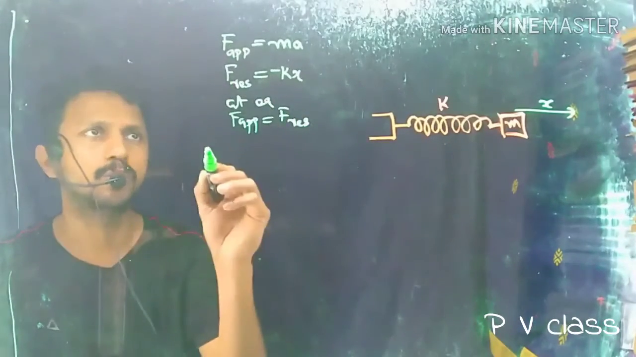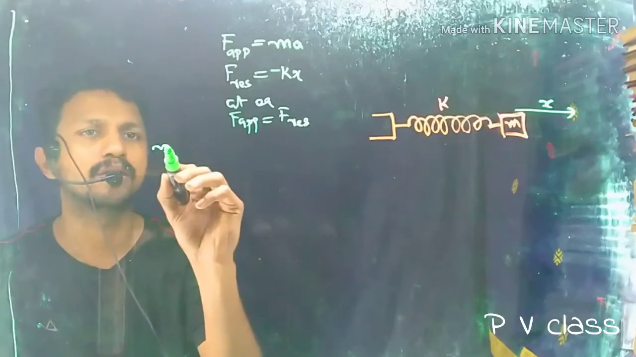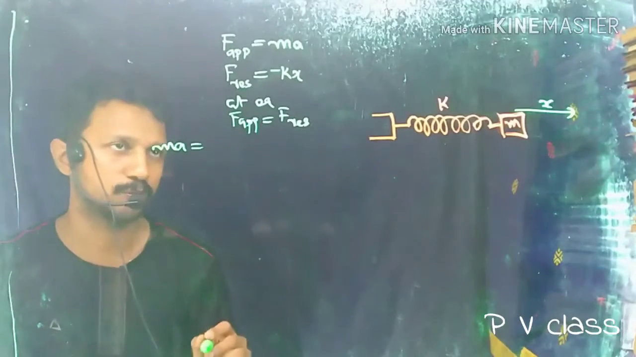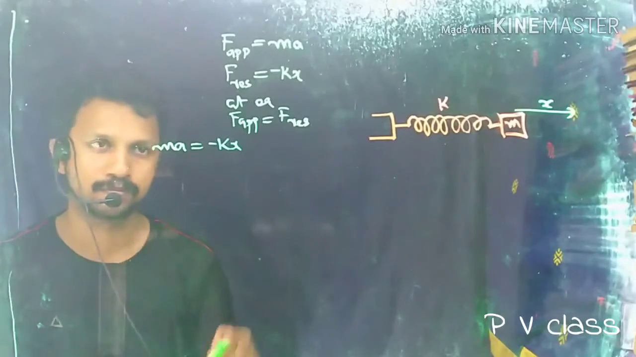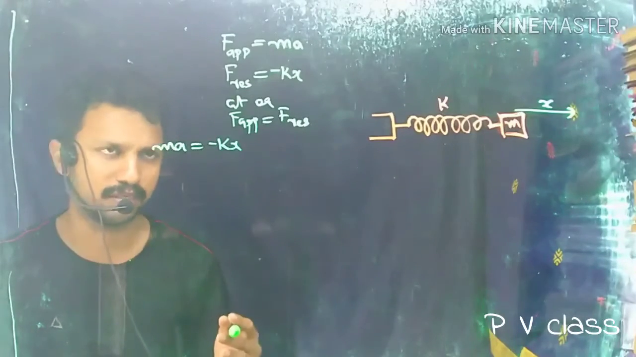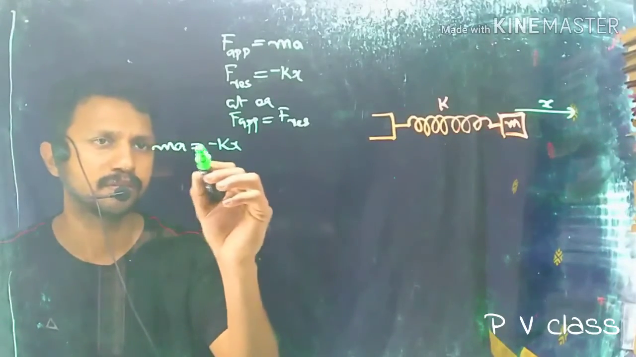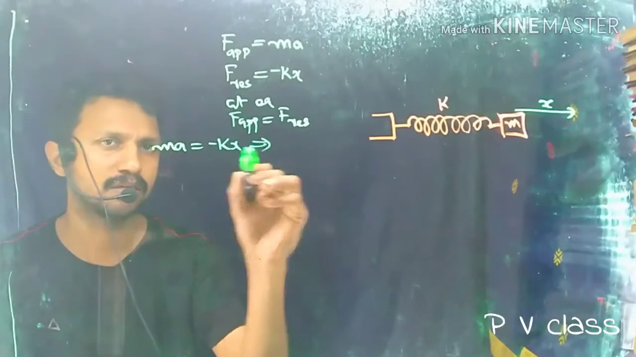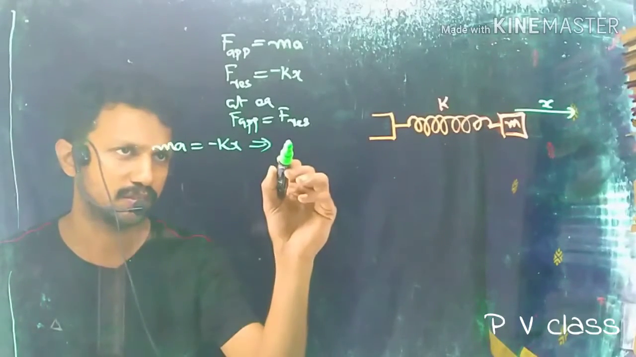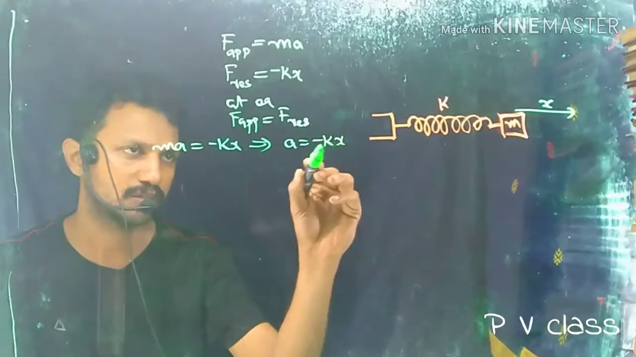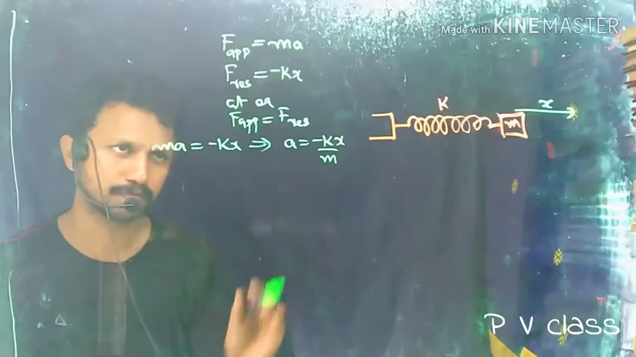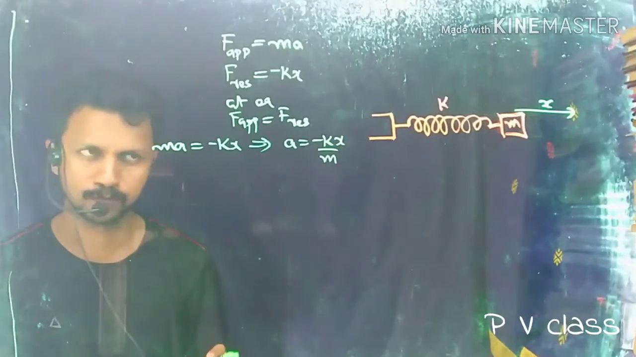Then I could write Ma is equal to minus kx. Then I am taking this m to the other side. Therefore, a is equal to minus kx by m. I could write it like this.